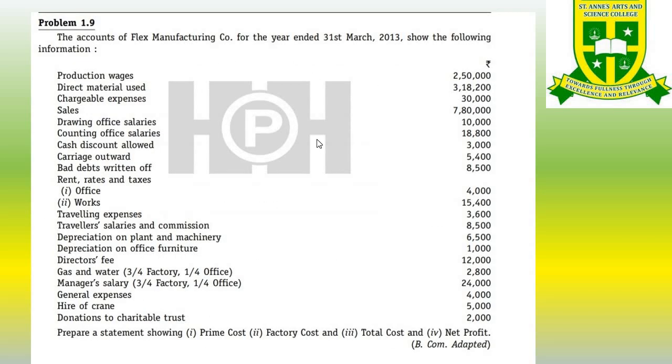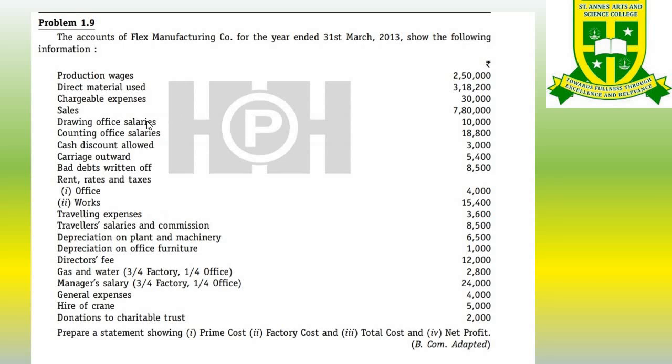So the first one is production wages. Productive wages is nothing but your direct wages, which has to be shown in the prime cost. Then direct material used: you already know the direct material will be included in the prime cost. Chargeable expenses is nothing but your direct expenses, which will be used to find out the prime cost. Next one is sales, which is the income. After adding all the expenses, we have to deduct the sales to find out what will be the profit.